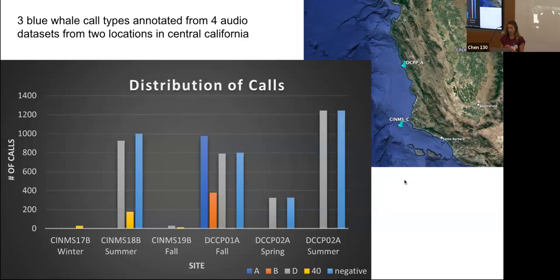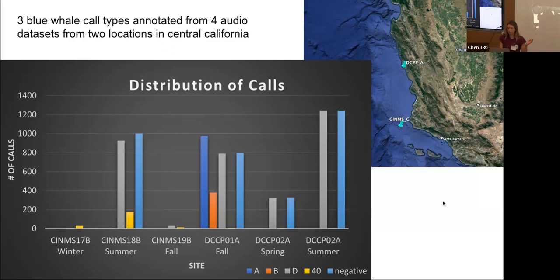The data set I have comes from seafloor moored hydrophones that continuously collect passive acoustic data. The data set is from two different locations and four different deployments. There are four calls, but because the data set is pretty unbalanced, I'm just going to use three of them: the A call, B call, and D call. I also have annotated a noise category. Those are the negatives you see here.